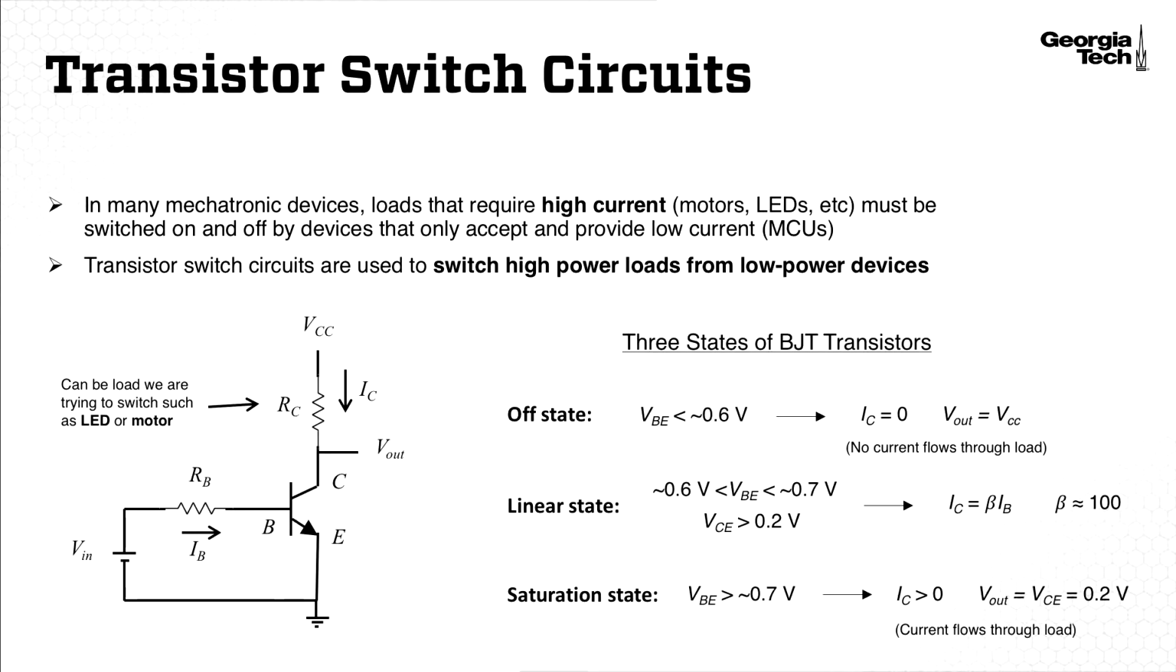In that case, V out, the voltage measured downstream of the load, is going to be equal to VCE, and that's going to be 0.2. So that's going to allow quite a bit of current to flow through our load, and the amount of current that flows through the load can be determined given the value of V out and our supply voltage.